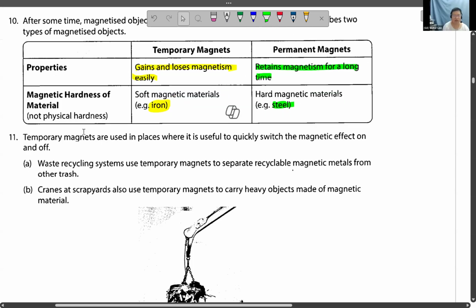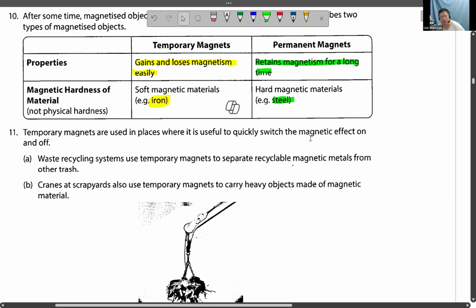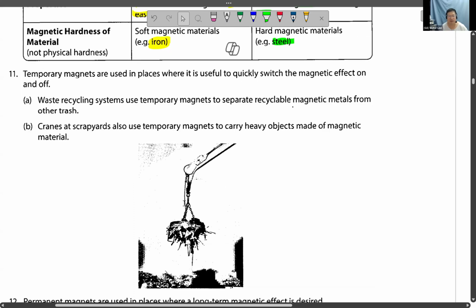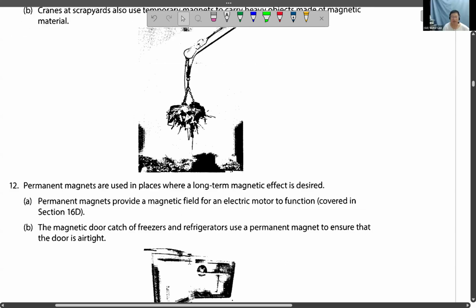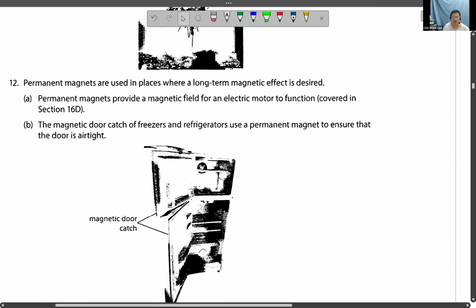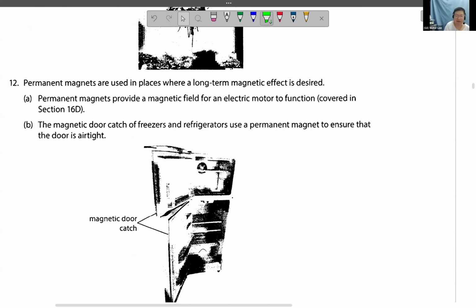Temporary magnets are used to switch the magnetic effect on and off. This one is a junkyard, the scrapyard. They use magnets to attract magnetic material like iron and steel. Things like aluminum cans and so on will never stick to it because aluminum is non-magnetic. And permanent magnets are used in places like the fridge door, or the electric motor, I highlighted for you. In an electric motor, you use a permanent magnet, or a magnetic door catch, or freezer or refrigerator. All these are permanent magnets.